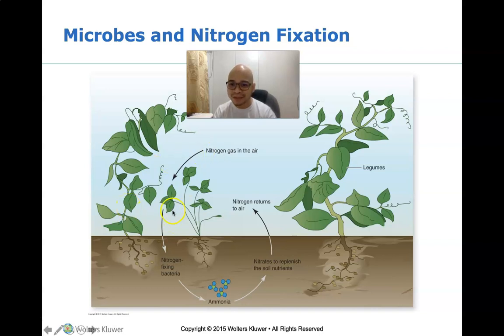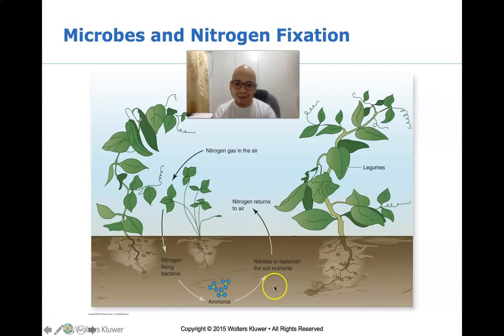So they shall be absorbed by the plants. And here in the soil, we have nitrogen fixing bacteria. And with the presence of ammonia, nitrate is produced, and this will replenish the soil nutrients. So nitrogen returns back to air.